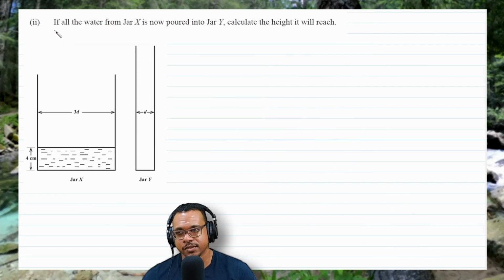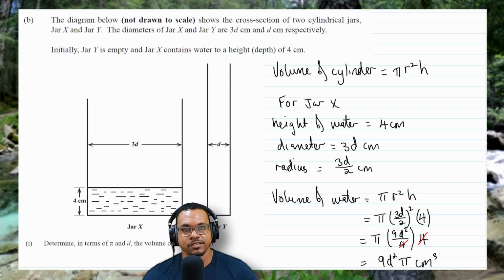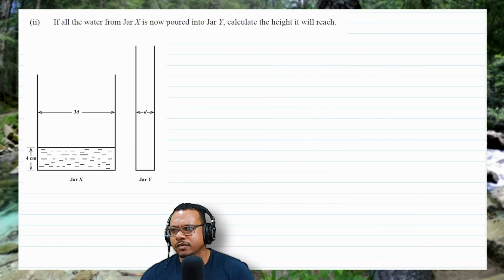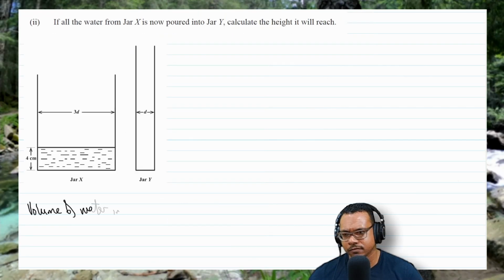So for part 2 of this question, we have if all the water of jar X is now poured into jar Y, calculate the height it will reach. Now remember, we just calculated the volume of water in jar X to be 9d squared pi, all right, centimeters cube. So I'm going to put volume of water in jar X is equal to 9 pi d squared centimeters cube.